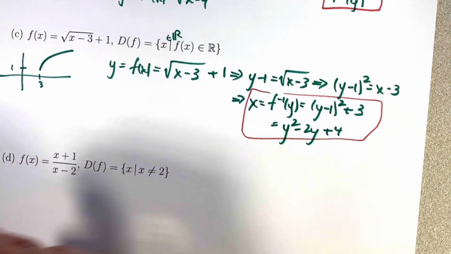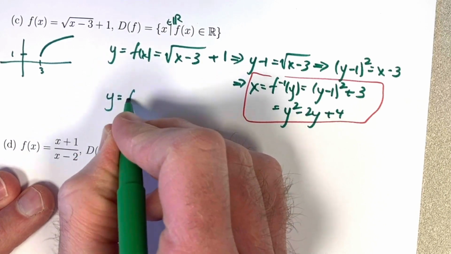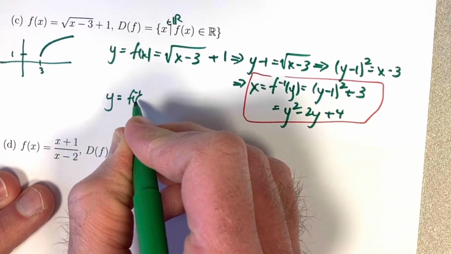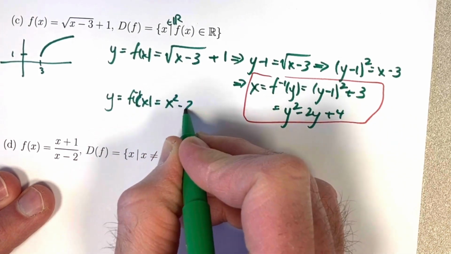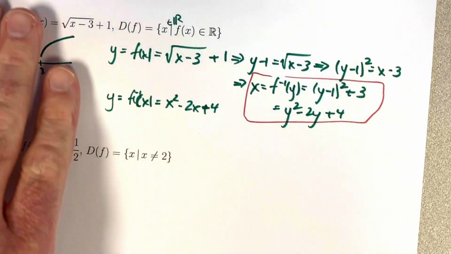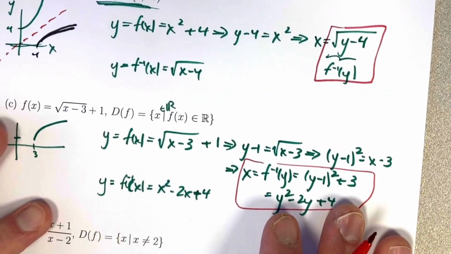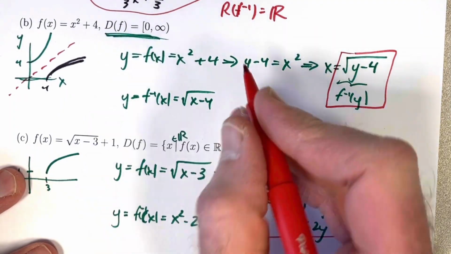For the inverse function, you could also, again, swap the variables. y equals f inverse of x would be x squared minus 2x plus 4. I'm realizing I forgot the domain and range for part B. Let's do that quick before we come back to the domain and range for part C.